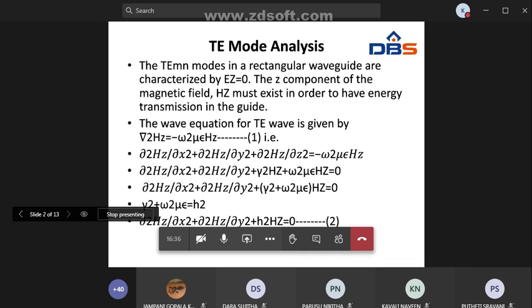So now, today we will see the propagation of TE waves in rectangular waveguide. That is the TE mode analysis.